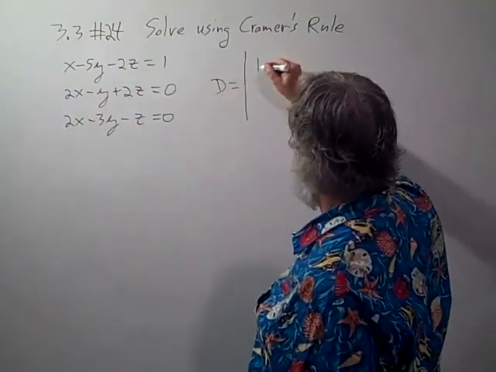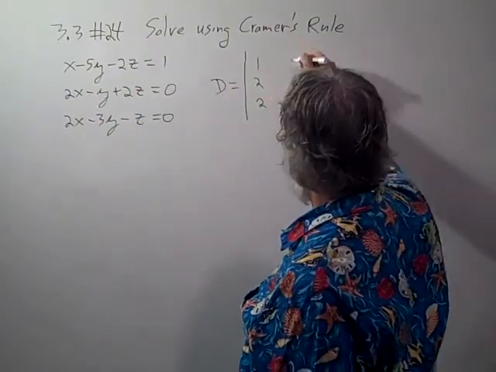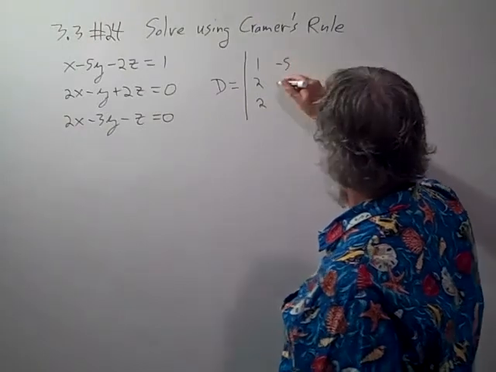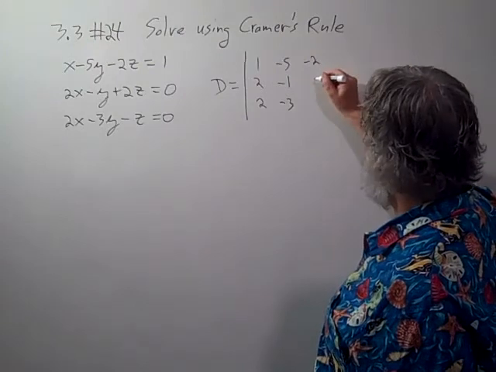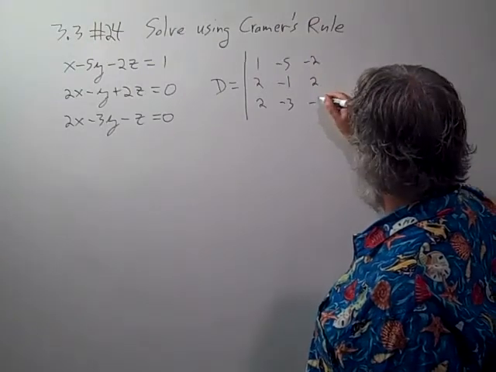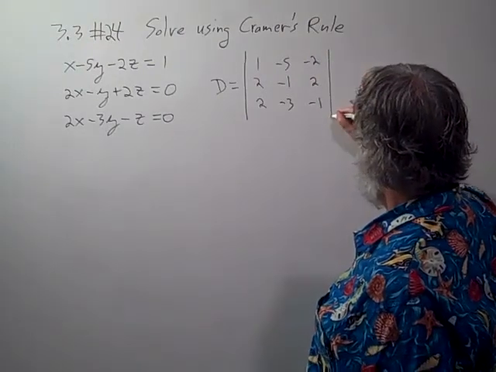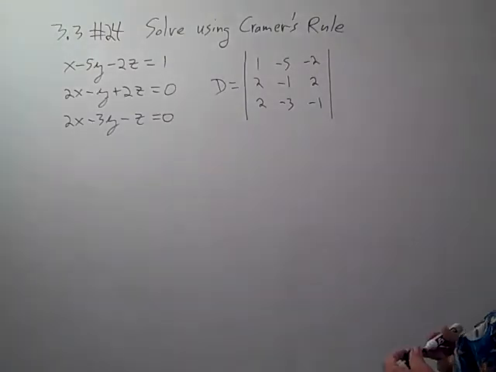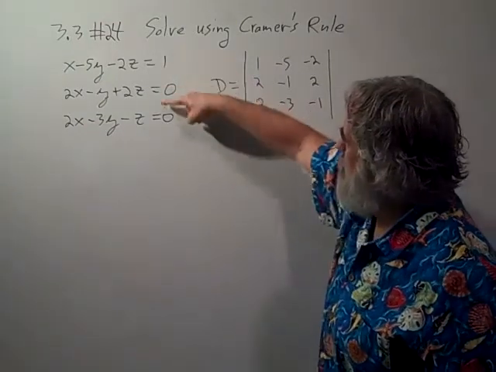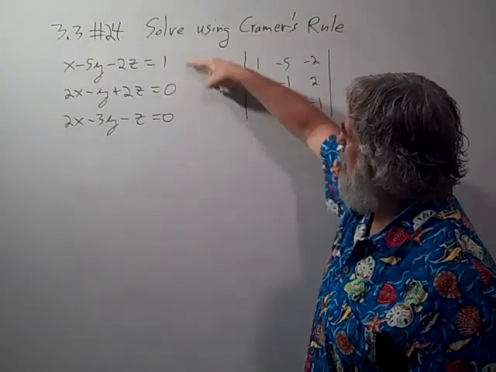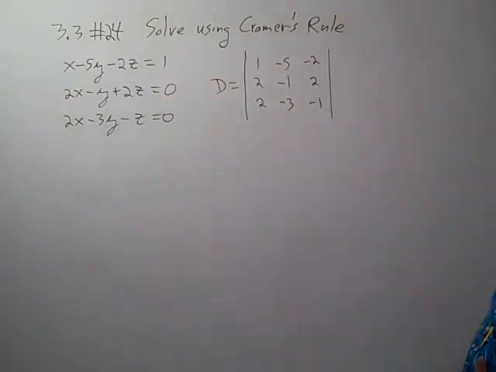So there's an x column, 1, 2, 2, a y column, -5, -1, -3, and a z column, -2, 2, and -1. So we have to compute this 3 by 3 determinant first. And then we'll have to find a similar one for dx, and for dy, and for dz, which will just replace the x, y, or z column by the 1, 0, 0 on the other side of the equal signs.